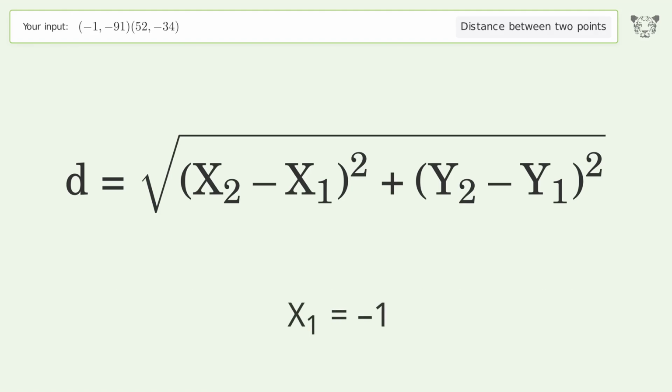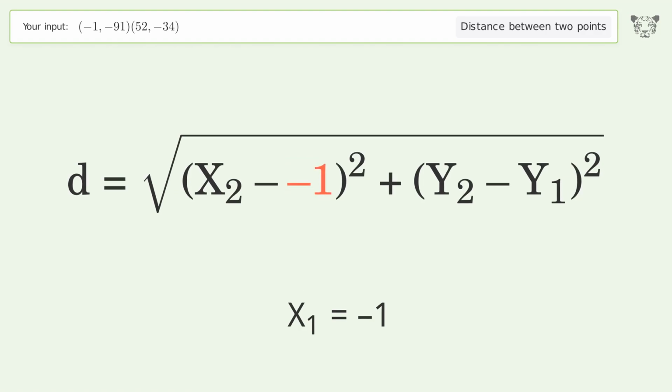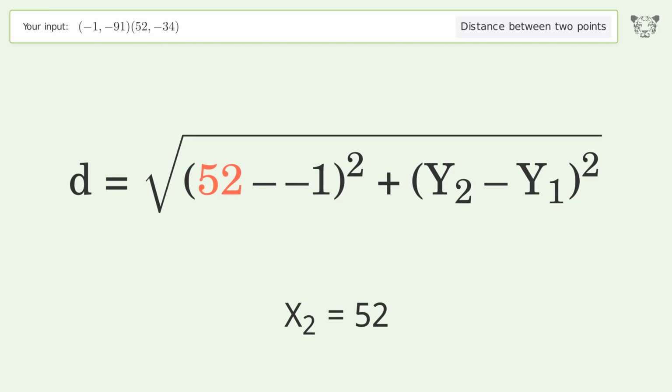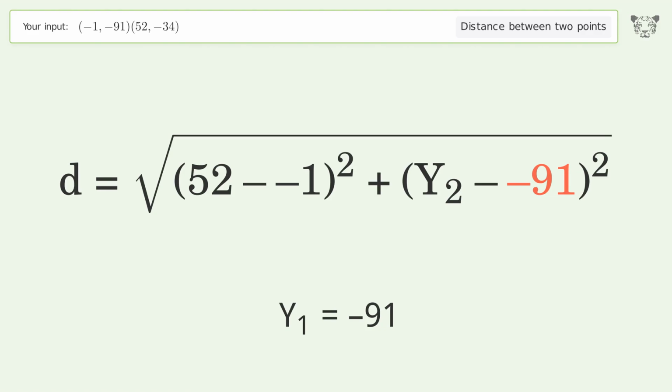x1 equals -1. x2 equals 52. y1 equals -91. y2 equals -34.